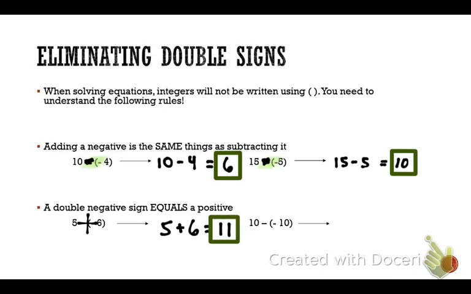Going on to the next one, 10 minus negative 10. Addison, what should I do? Change those two negatives to a positive. So this means, and you're going to write that on the line, 10 plus 10. Addison, what's the answer? 20 is correct. Any questions about double signs?